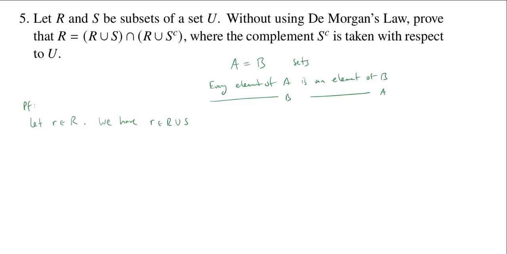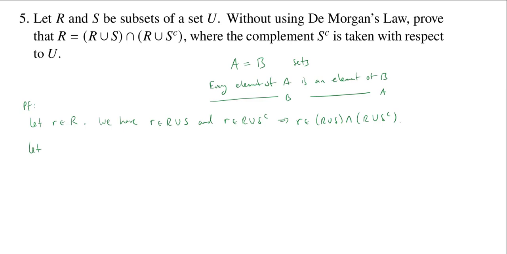But for the same reason, we also have that little r is in R union S complement. Once I know it's in R, it's going to be in R union anything. So r is in R union S complement. But if I'm in both of these sets, R union S and R union S complement, this implies that r is in the intersection of R union S and R union S complement. Okay, so we've actually shown that every element of the left-hand set is an element of the right-hand set. Now we'll go the other way around.